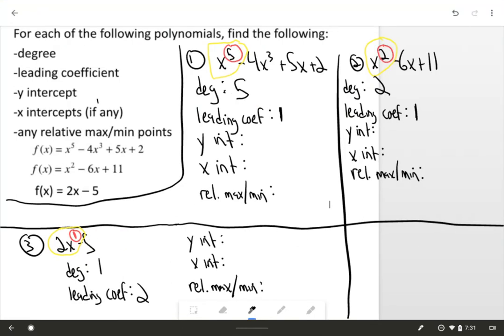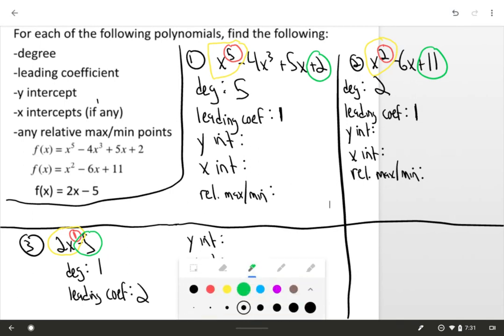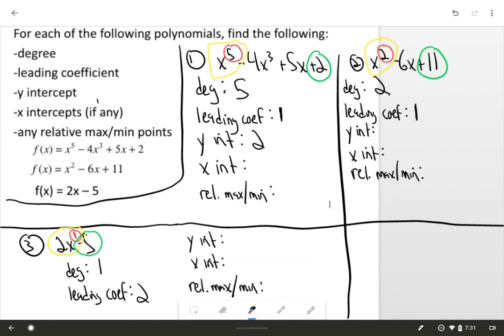So what I'm going to do is, again, using a different color, circle the constant term of each of these polynomials. The value of the constant term tells you the value of the y-intercept. So the y-intercept for number 1 is 2. The y-intercept for number 2 is 11. And the y-intercept for number 3 is -5.